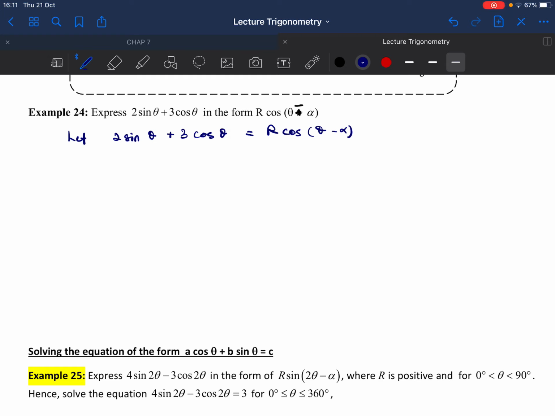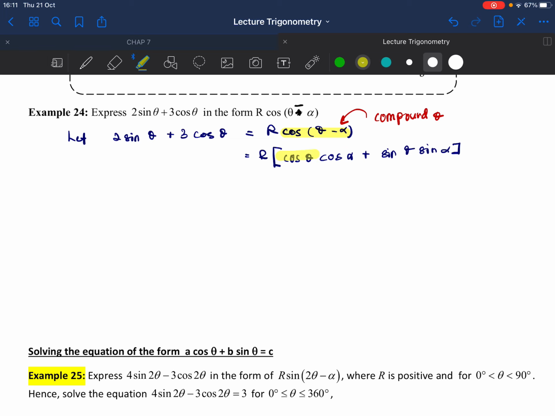And then the second thing that you have to do, kalau kamu perasan dekat sini, macam apa yang saya cakap, cos theta minus alpha dekat sini, apa yang kita boleh guna ialah we can apply compound angle here. So here should be R, keluarkan R, kita factorize kan. So cos theta minus alpha, we should have cos theta cos alpha. Kalau minus, dia akan jadi plus kan untuk cos. So plus sin theta sin alpha. Ini compound angle kita lah.